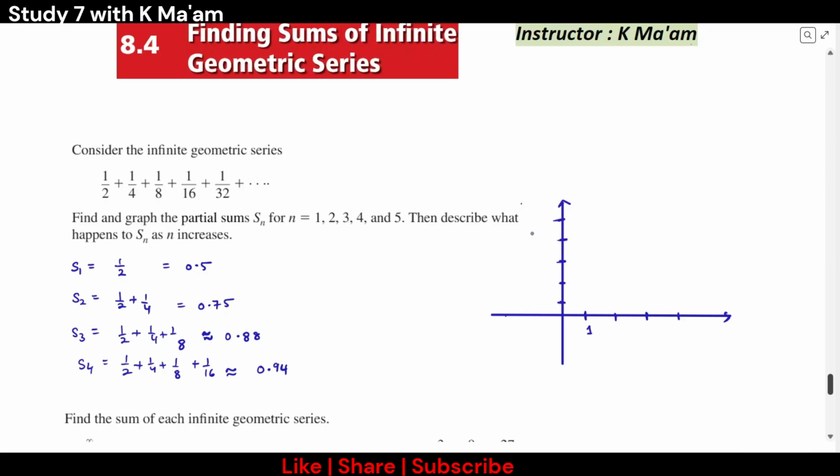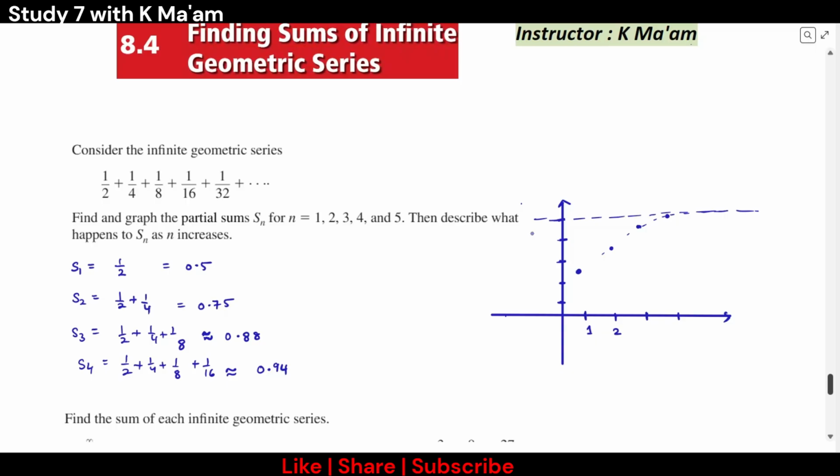At 1, it is 0.5. So the point is here. At 2, it's 0.75, so 0.75 is somewhere here. And then 0.88 is there. 0.94 is here. So you can see after some points it's going to go like this, and all values up to this are less than 1. The values are less than 1.